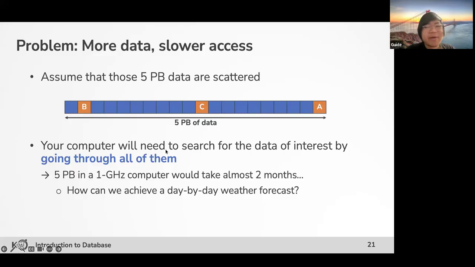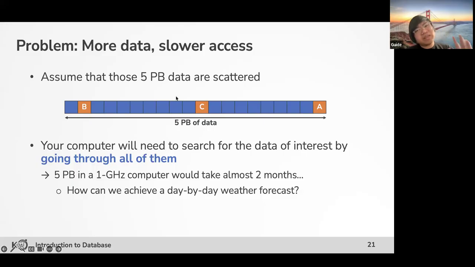And you know what? 5 petabytes of data with a typical computer, it would take months. But we want the answer tomorrow. So how do we achieve it?